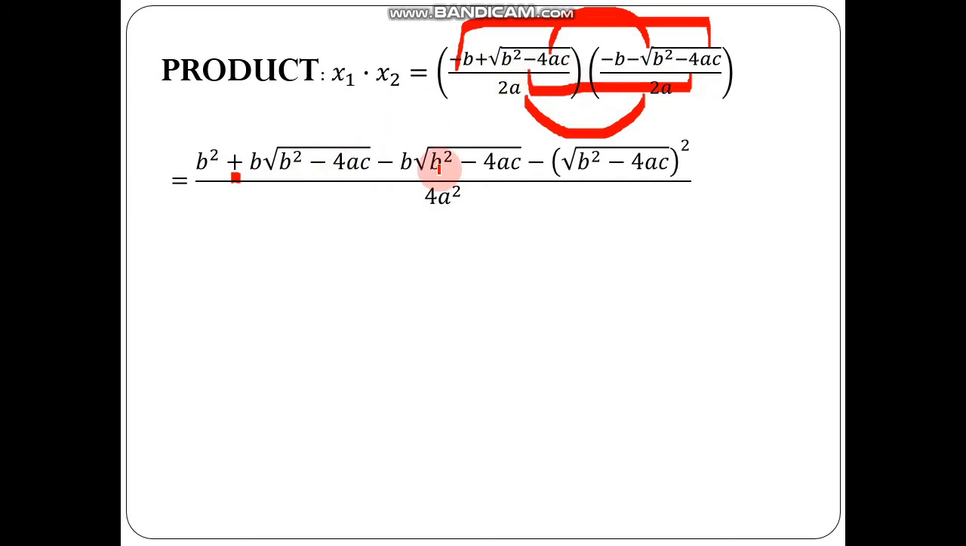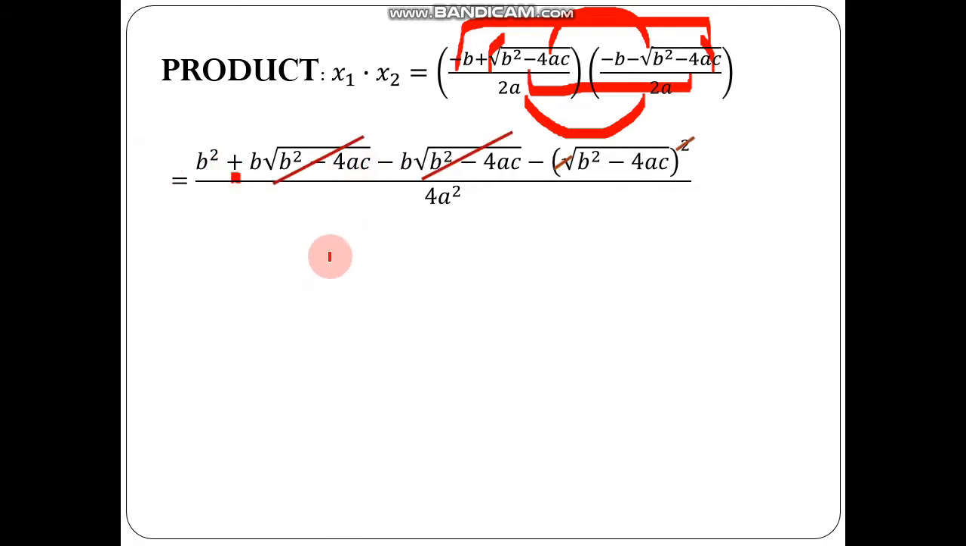Square root of b squared minus 4ac times negative b, we have negative b squared of b squared minus 4ac. Then let's do the same. So this one, since this and this are the same, just simply put 2. And then combine like terms. So cancel out this because this is positive and this is negative.